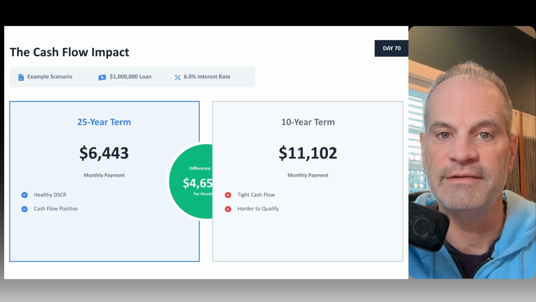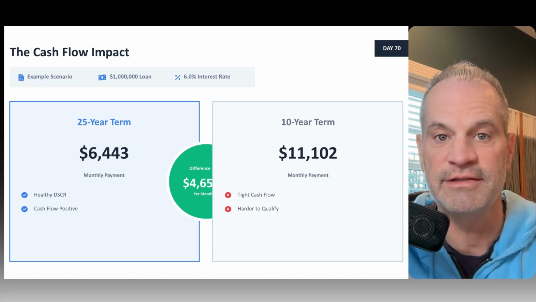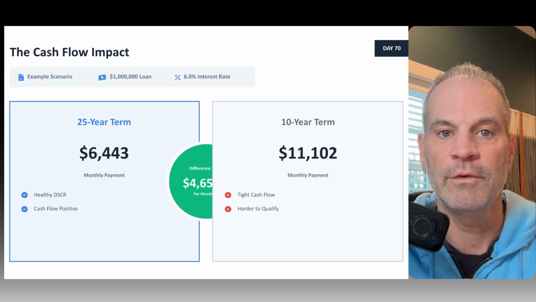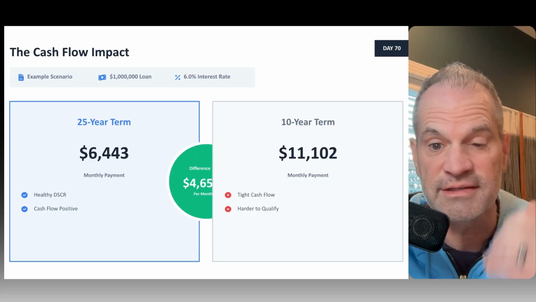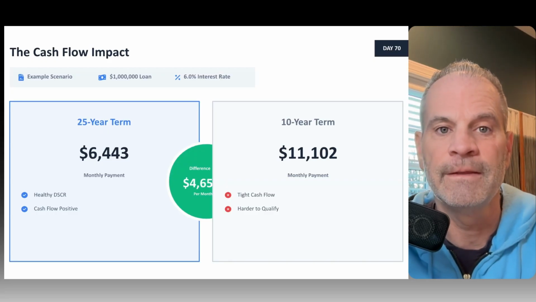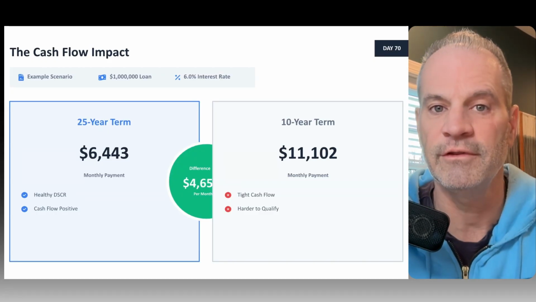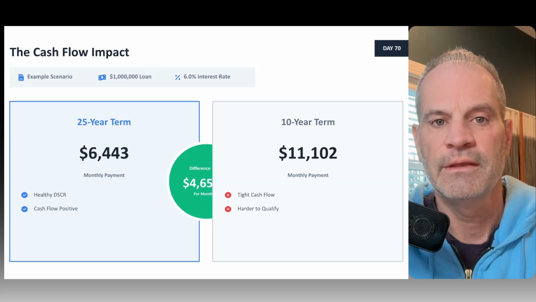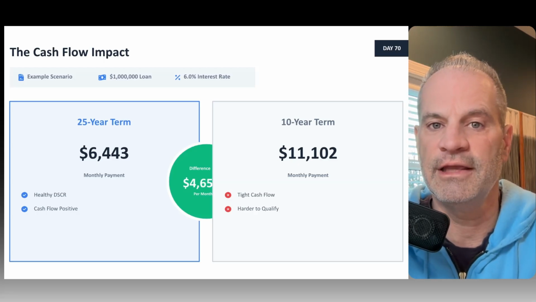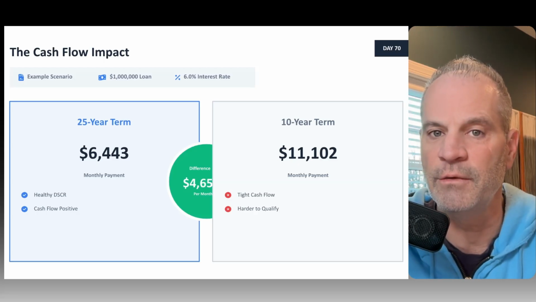The higher payment from a 10-year term isn't just a small difference. It creates a massive cash flow gap. So we're comparing a standard $1 million loan at a 6% interest under two scenarios here. With a 25-year term, your monthly payment's only $64.43. This payment allows for a healthy DSCR and keeps the property cash flow positive from day one.